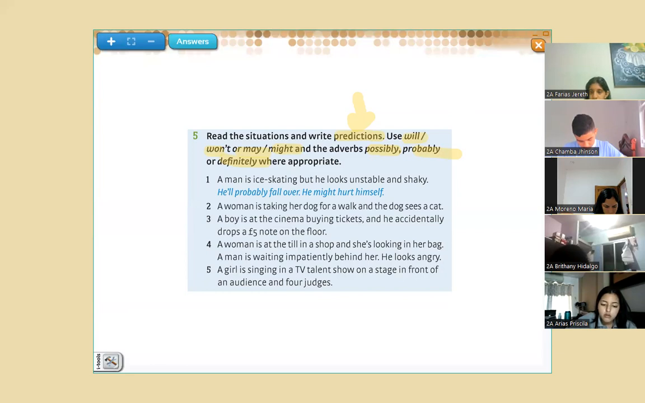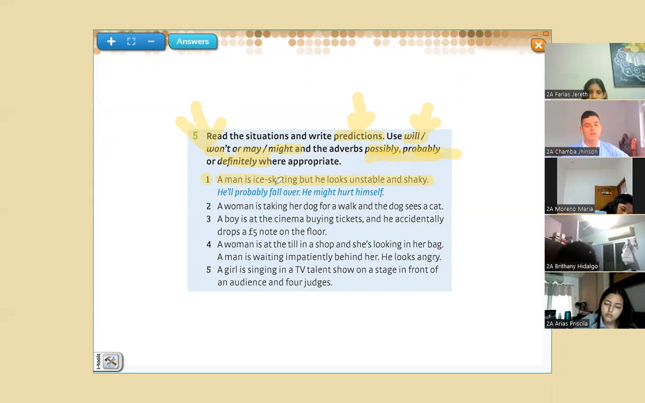Okay, remember predictions using will, affirmative, using won't, negative, and according to this, may or might. Remember the expressions possibly, probably. So we have an example about this, Miss. Continue. Read example number 1, Eileen. The dog will probably bark at the cat, but the woman might get scared. Okay, that's right. Read the number 1.